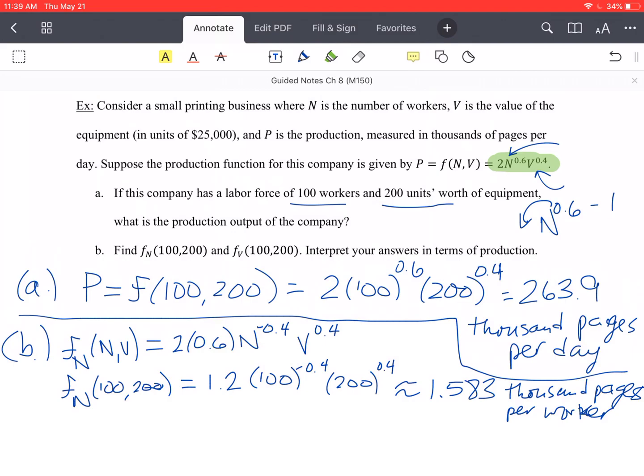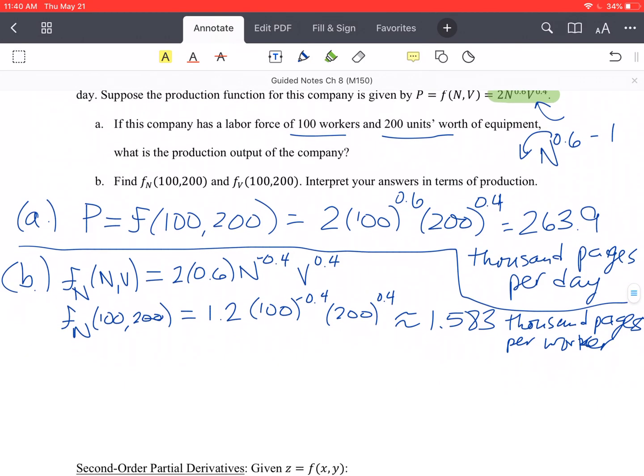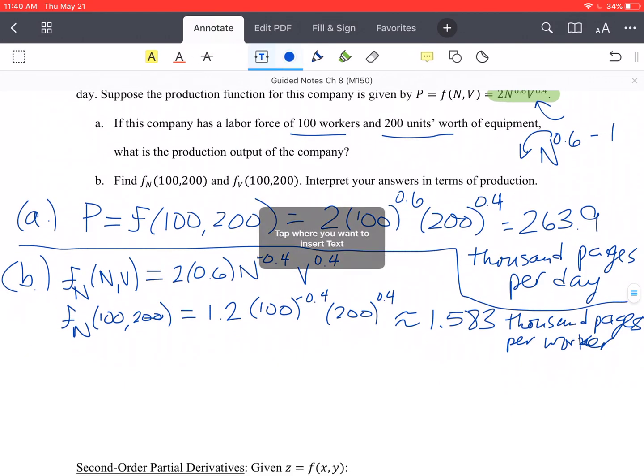Okay, so this is the rate of change with respect to n, where n is the number of workers. So if we are currently at a level of production using 100 workers and 200 units worth of equipment, as the number of workers changes, this is how the production changes. Okay, so let's go ahead and put that in here.